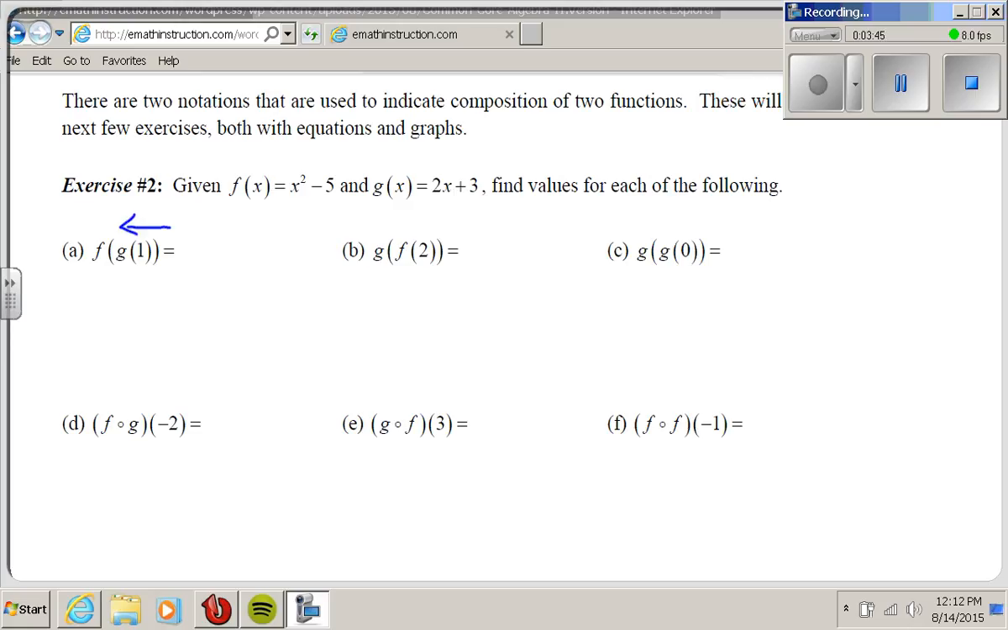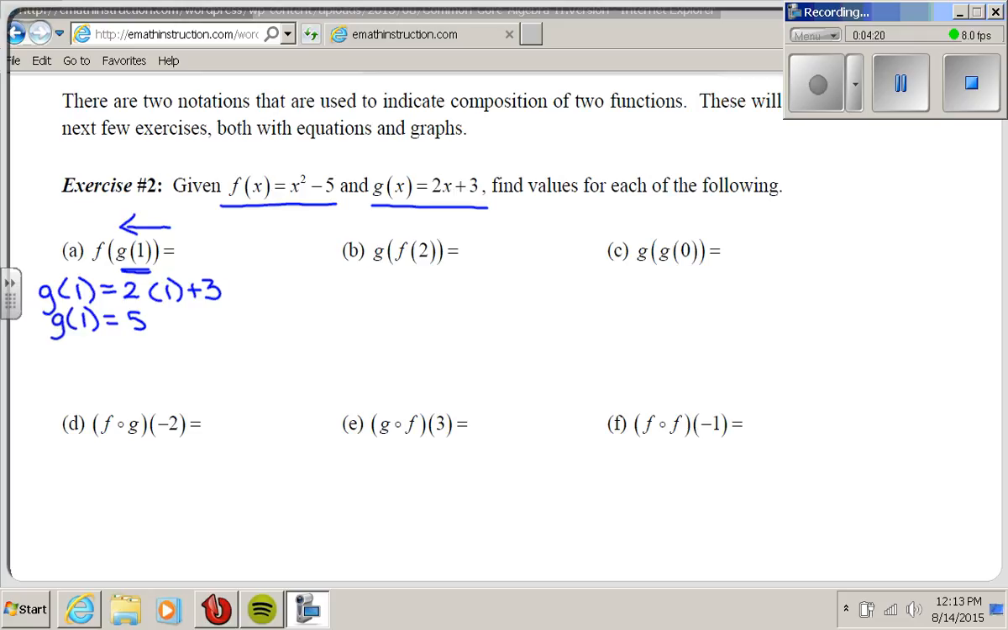Okay? I'm stating that my function f of x is x squared minus 5, and my function g of x is 2x plus 3. We're going to find the values for each of the following. So, again, we're working right to left. The first thing I'm going to do is find g of 1. Okay? And we know how to evaluate a function at a specific value of x. We've done this for years and years now. It's just substitution. Okay? So we find the output of g of 1 to be 5.